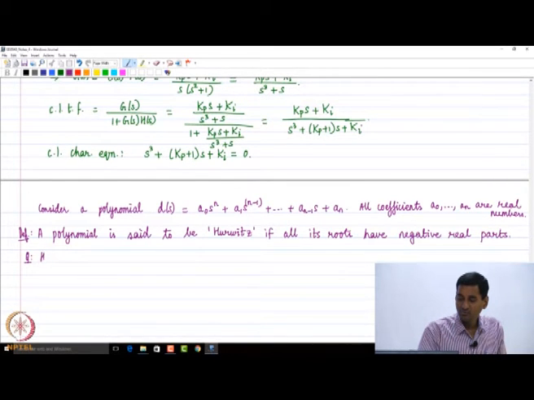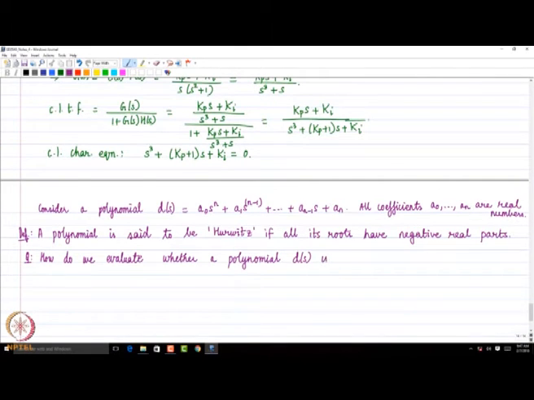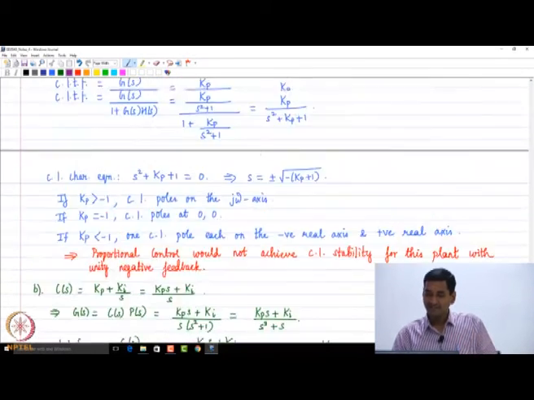How do we evaluate whether a polynomial D(s) is Hurwitz? Is it that all coefficients should be positive? Okay, I think I will leave you with this question once again. I partially have given you the answer.